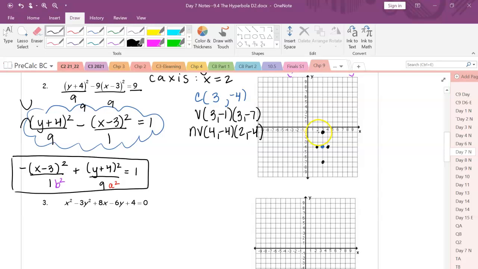All right, now you're going to draw the box. Then you're going to draw on your vertices, or sorry, not your vertices, your asymptotes. Okay, now please be careful. The vertices were 3, -1 and 3, -7. Again, this hyperbola is up, down. So you are drawing it like this.